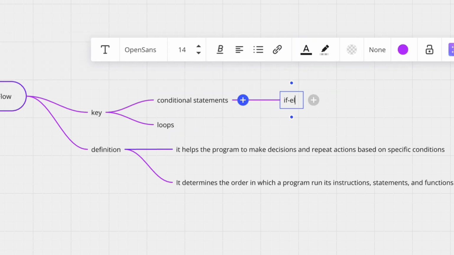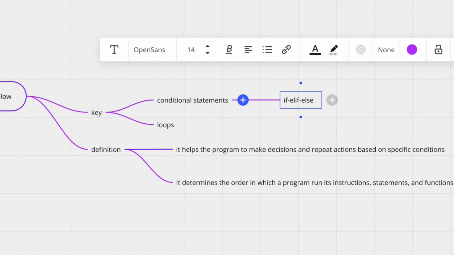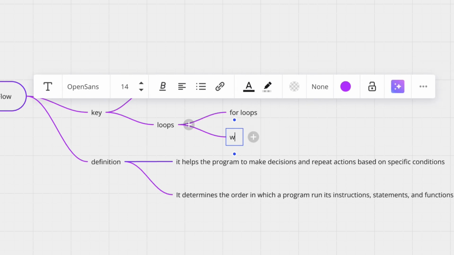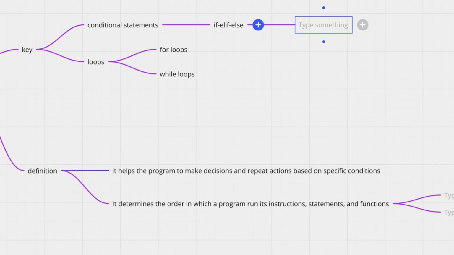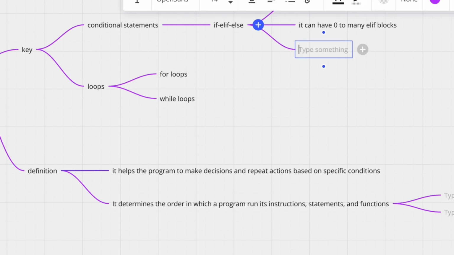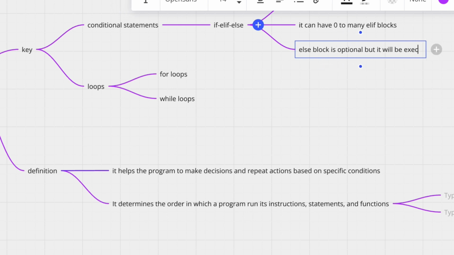Conditional statements allow you to execute specific blocks of code based on whether a condition is true or false. In Python, it has three blocks: if, elif, and else. The rule is that you need to have one if block. It's necessary to have one if block, and then you can have multiple elif blocks, which are optional. The last one is the else block, which is also optional, but it is executed when none of the conditions above are true.